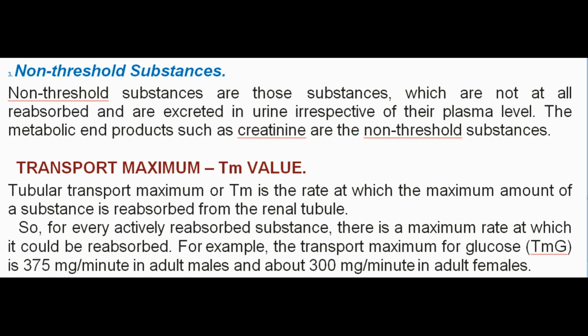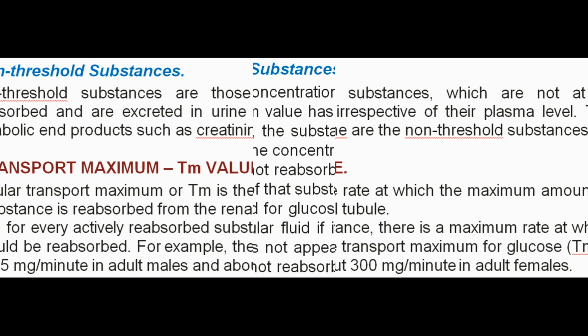Transport maximum, TM value. Tubular transport maximum or TM is the rate at which the maximum amount of a substance is reabsorbed from the renal tubule. So, for every actively reabsorbed substance, there is a maximum rate at which it could be reabsorbed. For example, the transport maximum for glucose, TMG, is 375 mg/minute in adult males and about 300 mg/minute in adult females.